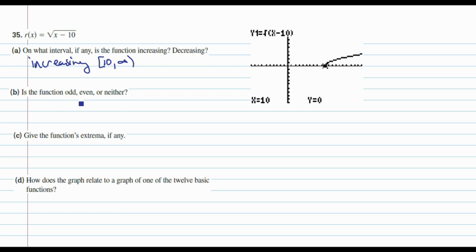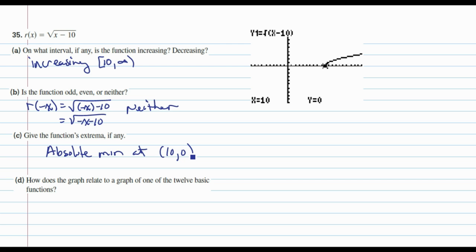Part B, is the function odd, even, or neither? The function is definitely neither symmetry. If I plug in negative x, there's not much simplification that can be done, and I don't end up with the exact opposite or the same as regular r of x, so there is neither symmetry. The function's extrema. Well, we found it. It's actually this minimum right here. That's where the graph stops, and then it increases after that. So this is the lowest point on the entire graph. So we have an absolute minimum at 10 comma 0.